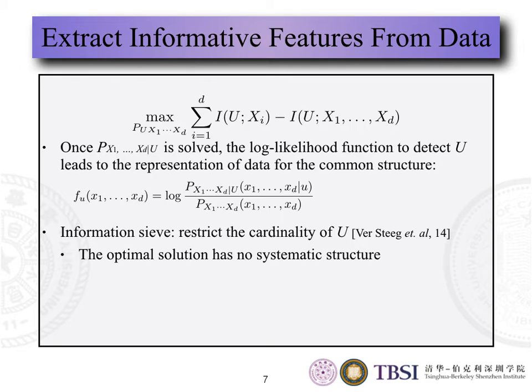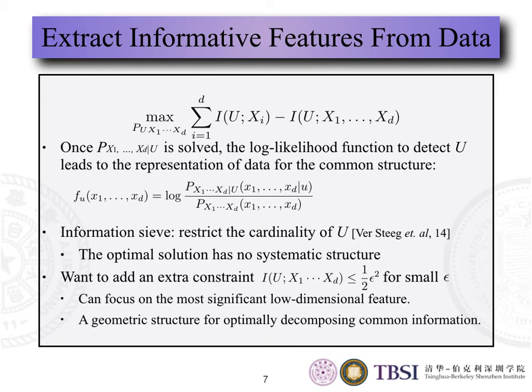However, the optimal features computed from the information sieve have no systematic structure, and it is hard to get theoretical insights from the optimal features computed from the information sieve approach. So in this talk, we want to restrict the mutual information I(U; X1, ..., Xd) to be bounded by a small epsilon square.